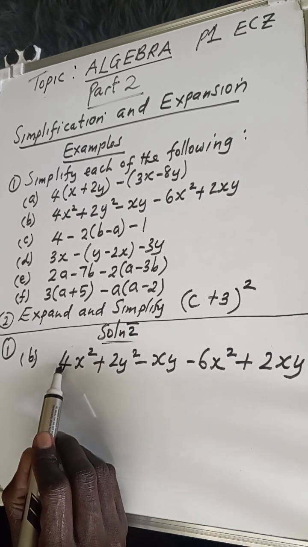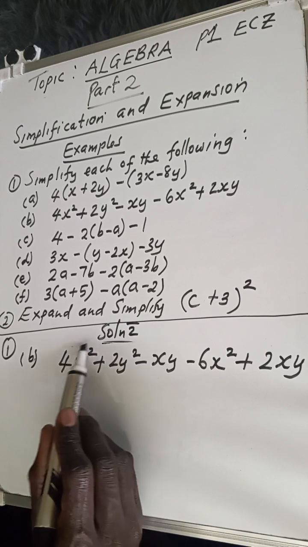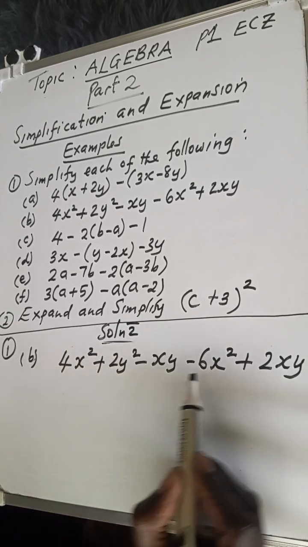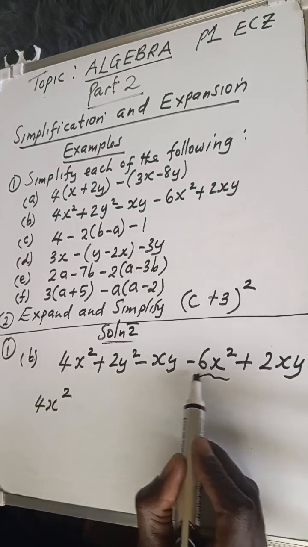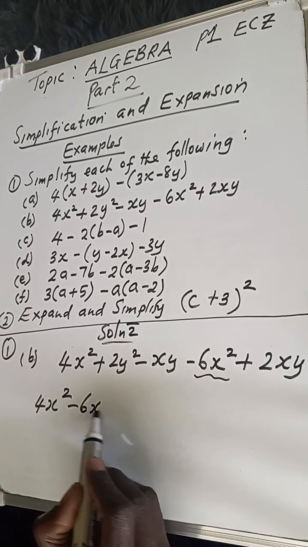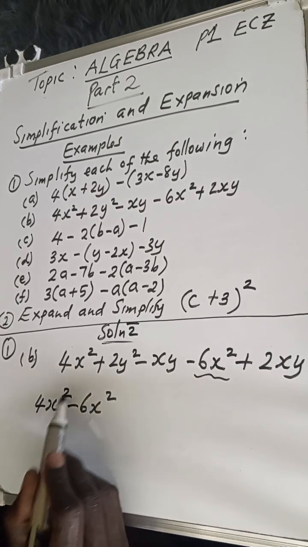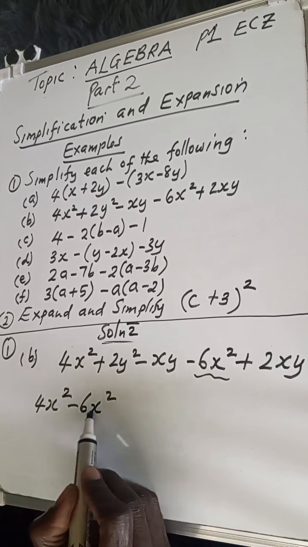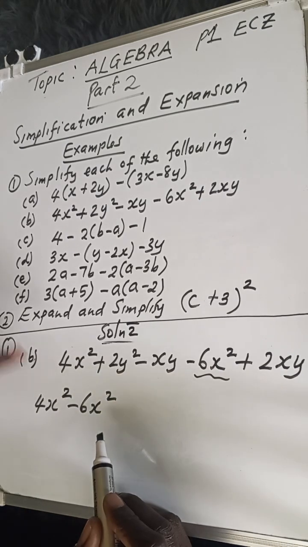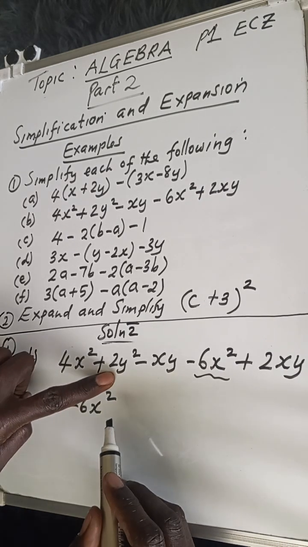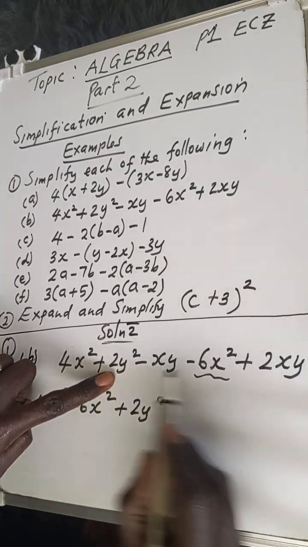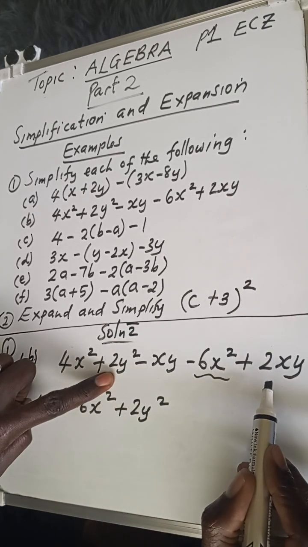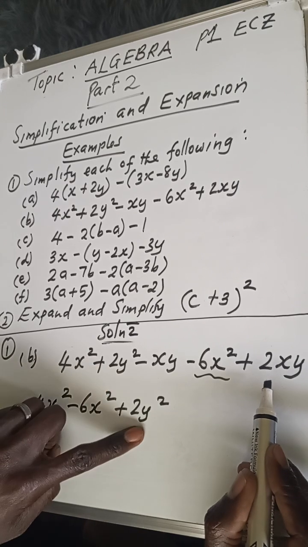So if I look at this one, 4x squared, I need to look at another one having an x squared. There's that one there. So it will be 4x squared minus 6x squared, because both of them are having x squared. So those are like terms. What about plus 2y squared? Is there anything that looks like that? No, there are no like terms. So I'll just write it like that.